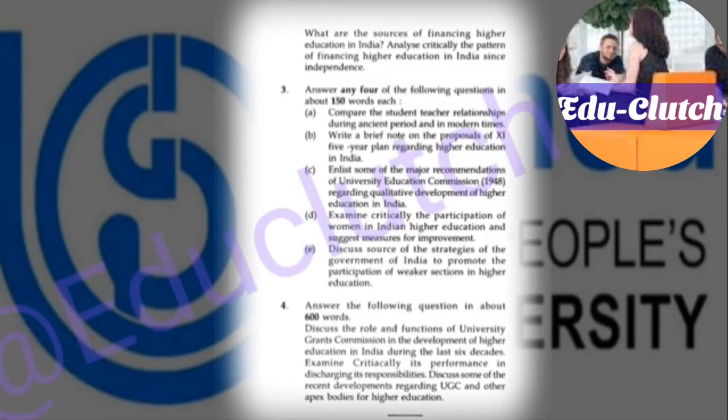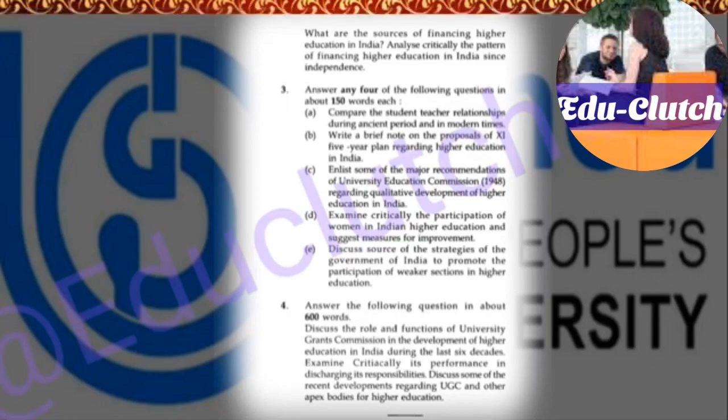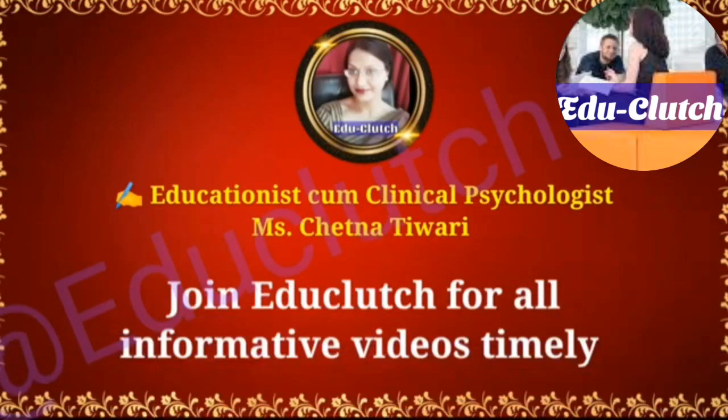Discuss the role and functions of the University Grants Commission in the development of higher education in India during the last 6 decades. Examine critically its performance in discharging its responsibilities. Discuss some of the recent developments regarding UGC and other apex bodies for higher education.